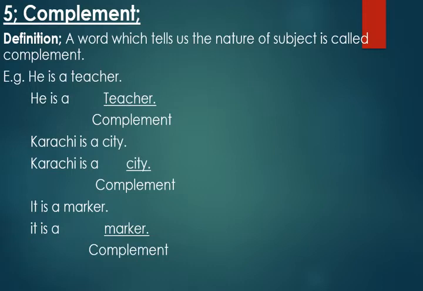Now we are going to discuss the fifth part of your predicate that is known as complement. As in the previous lecture I told you that students get a lot of confusion between object and complement. So let's get that confusion removed.